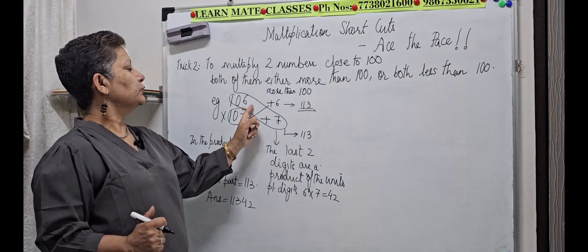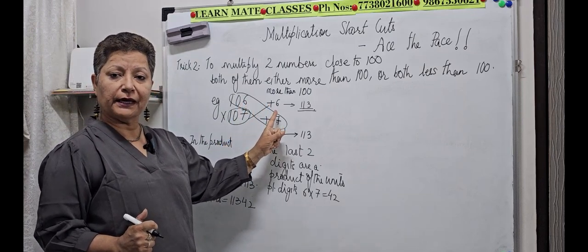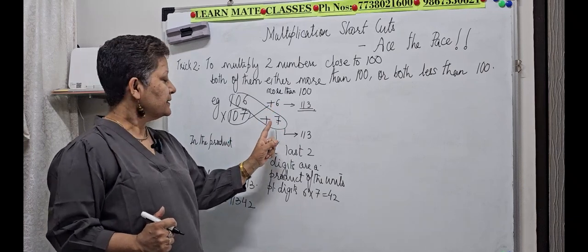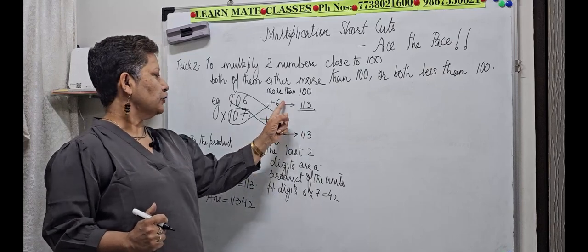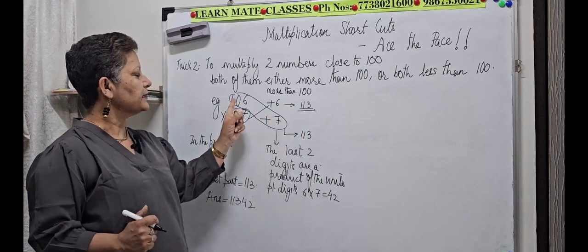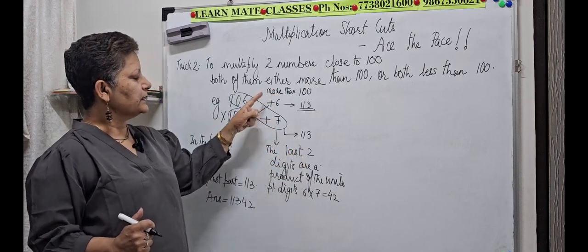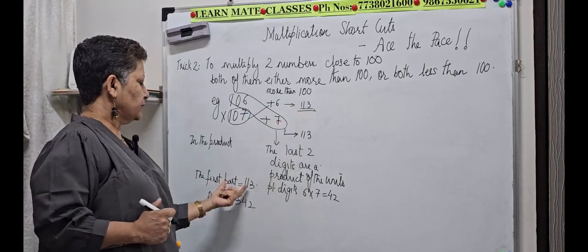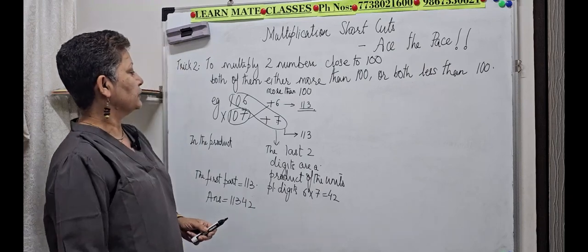I just took how much 106 is more than 100 by. It is more than 100 by 6. This is more than 100 by 7. So if I look at this, this is 113. If I take the cross, 107 plus 6 is 113, 106 plus 7 is also 113. What is the product of the units place digits here? It is 42. And what did I get from here? 113. So 113 and 42. So that's my first example for this kind of a thing.